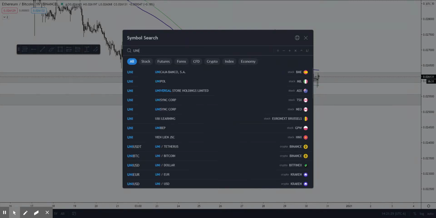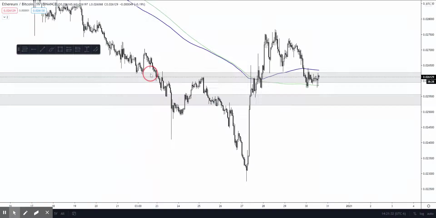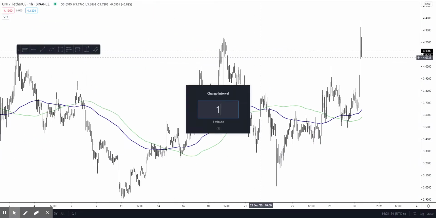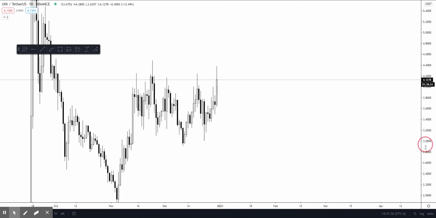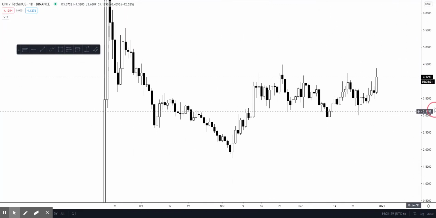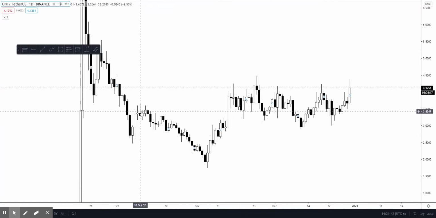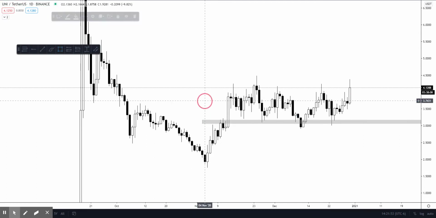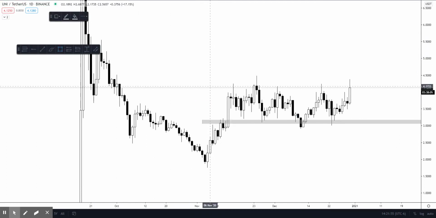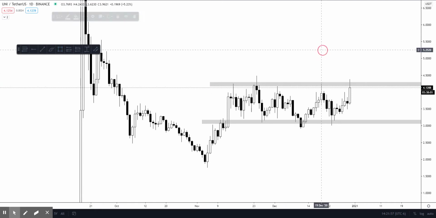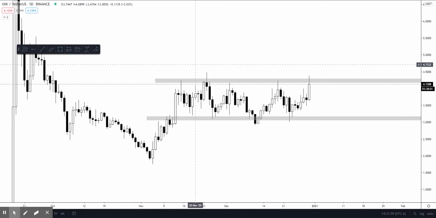Okay, well, let's look at UNI USDT. Does Binance have the most price history? I'm not sure. Well, it looks okay. We're going to keep it. All right, so UNI USDT. Let's see if we have any demand or supply. Looks like daily demand here. Looks like daily supply here. All right, so now we have a range. This very much looks like a range to me.